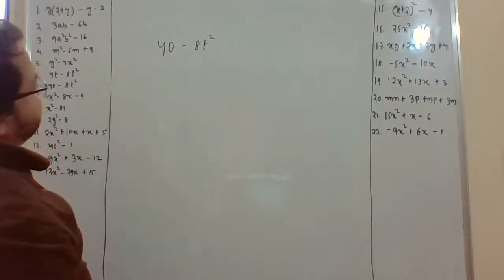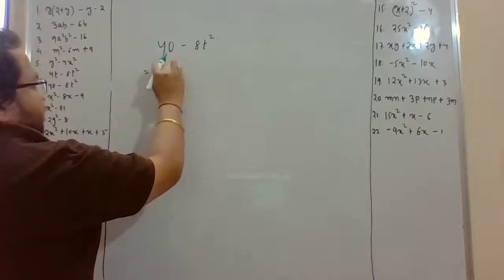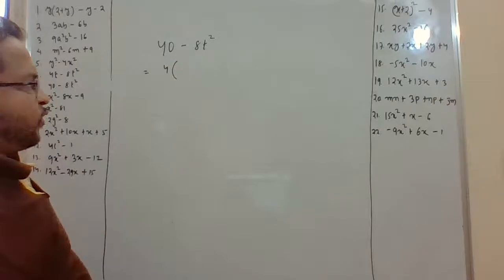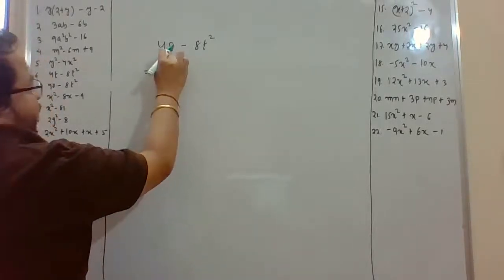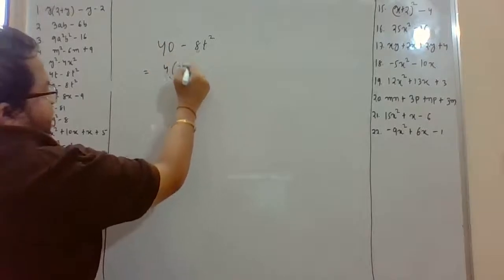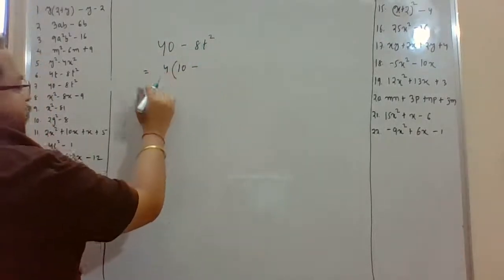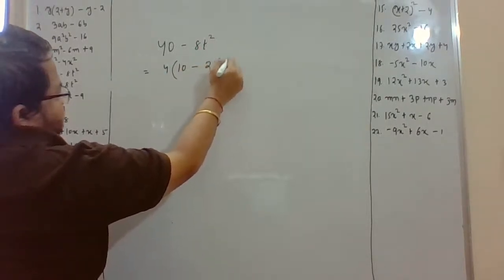there are again multiple ways of solving it. Step number one, you can say that the common factor across both of them is 4. So if I take 4 as common factor, then I'll get 10. 40 by 4 is 10. Then there's a minus sign. I retain the minus sign. 8t squared by 4 is nothing but obviously 2t squared.